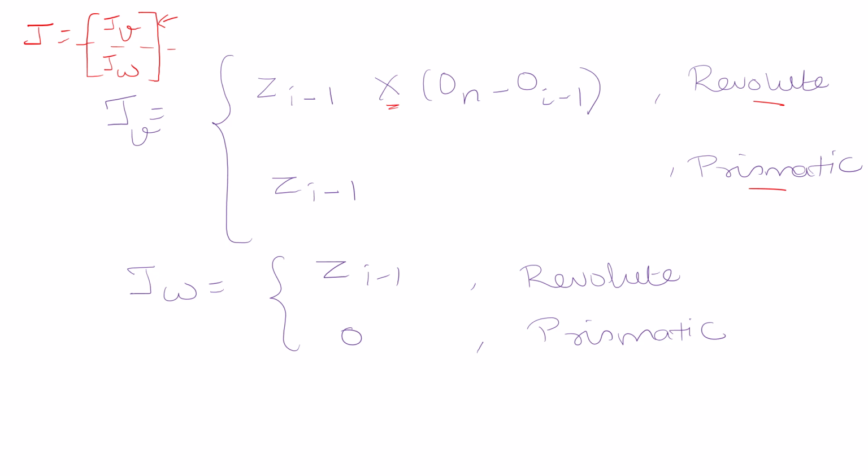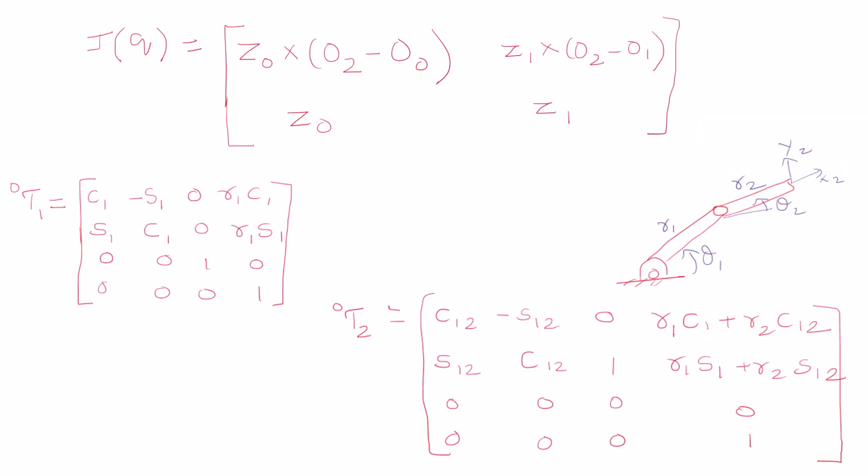In the same way, for the angular velocity components, if it is a revolute joint, it is obtained by using Z(i-1), and if it is a prismatic joint, the angular velocity components are equal to 0. To derive the Jacobian matrix, we need to get the Z components and O, and both are obtained from the transformation matrices. The example that we have taken is a 2R manipulator.